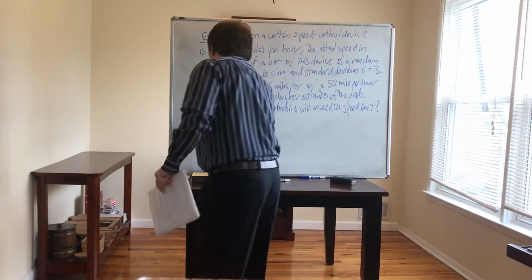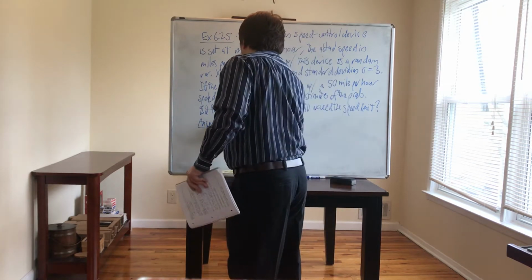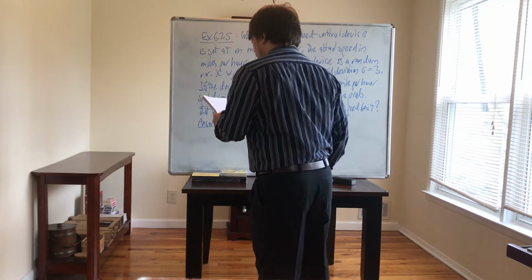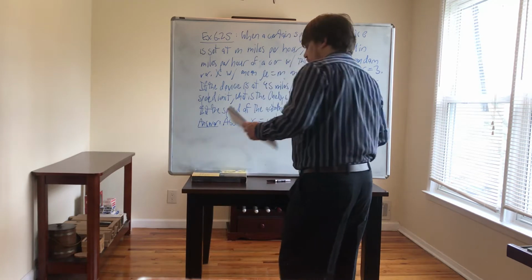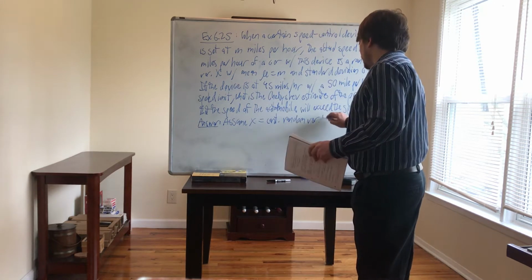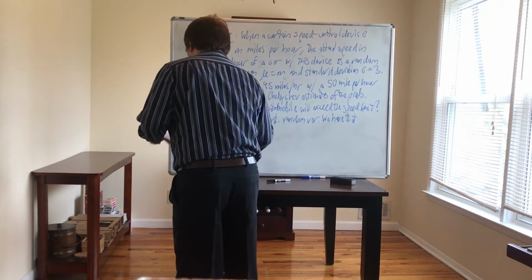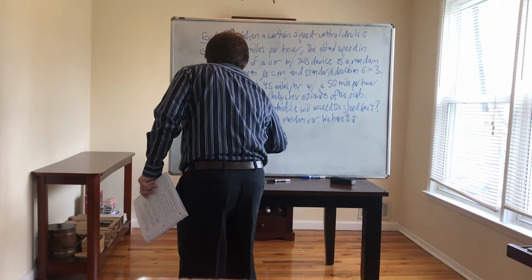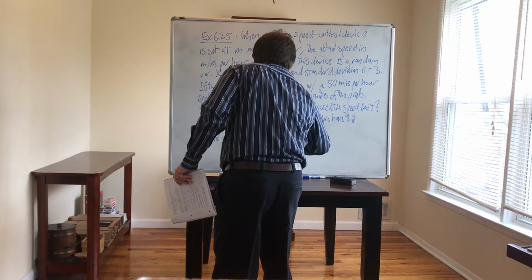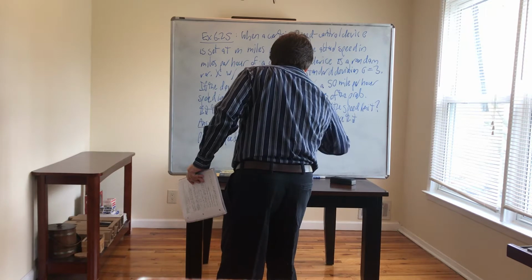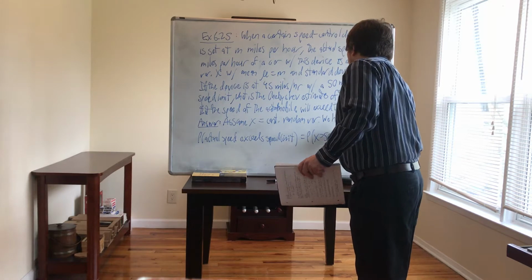Okay, and so the answer is the following. We're going to assume capital X is a continuous random variable. So we have that the probability that the actual speed exceeds the speed limit is equal to the probability that X is bigger than 50.